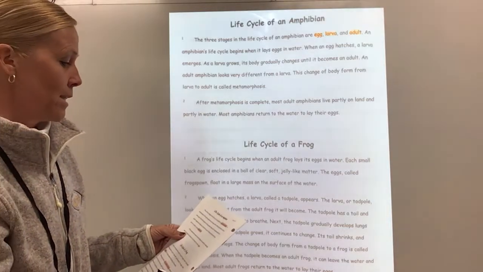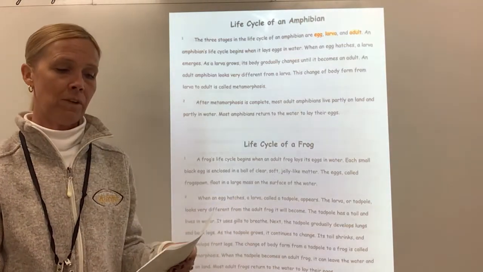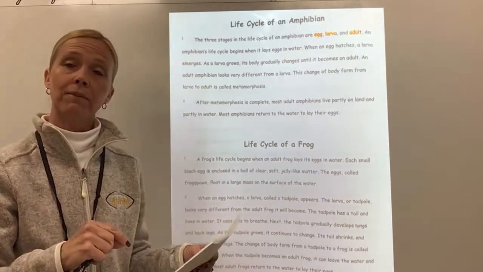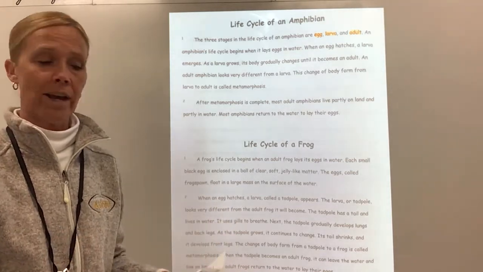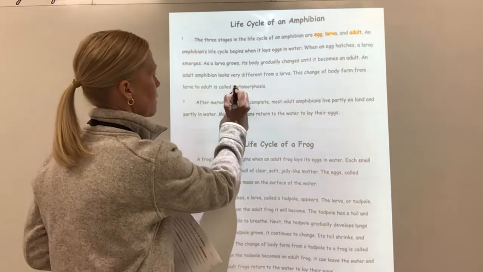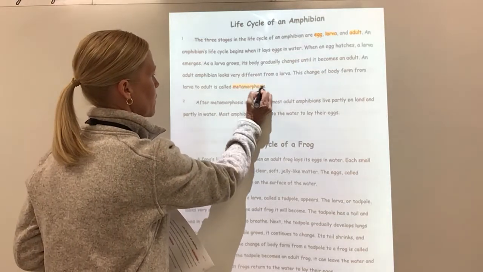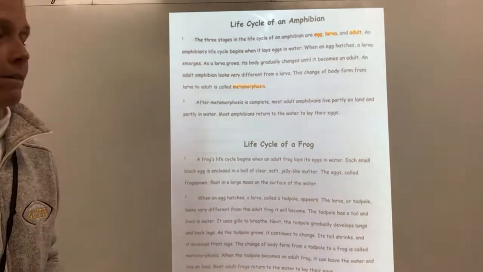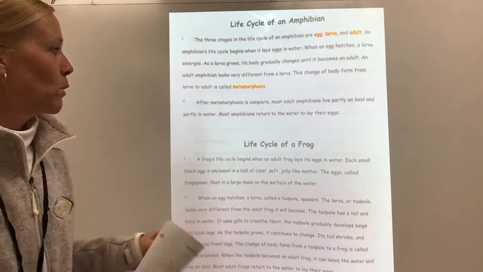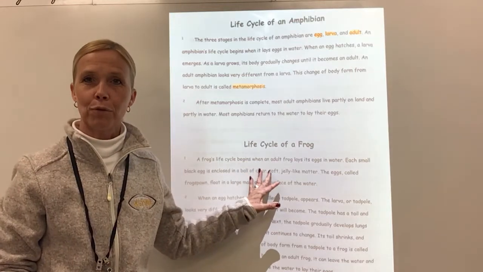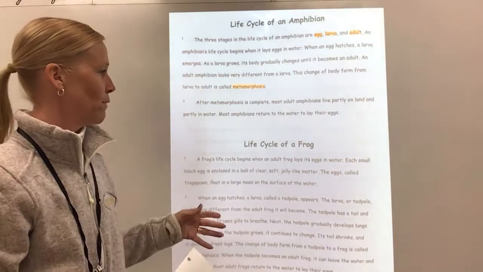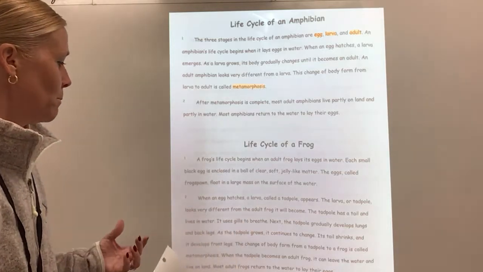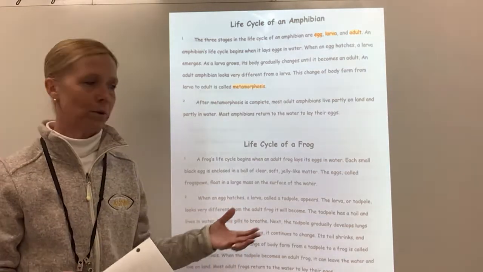After metamorphosis is complete, most adult amphibians live partly on land and partly in water. Most amphibians return to the water to lay their eggs. So let's also highlight the word metamorphosis in that first paragraph up there. Now, more specifically, we're going to look at the life cycle of a frog. And some of you may have had tadpoles at one time and watched them grow. So if you have, this will be a little bit of a review for you.